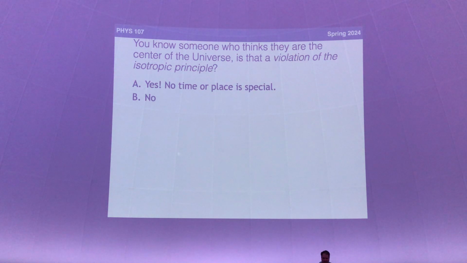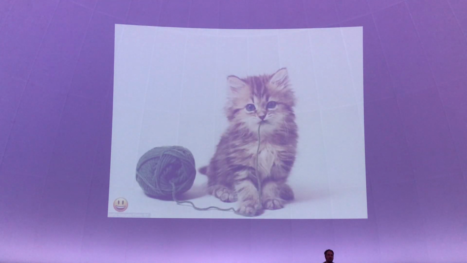Do you know someone who thinks they're at the center of the universe? Is that a violation of the isotropic principle? Yes, no time or place is special. No. 1, 2, 3. Thank you. All right. Can you tell I was getting a little punchy?